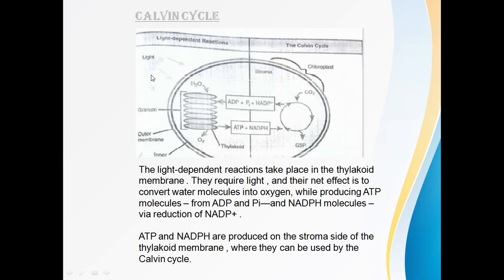See here, light is getting absorbed here. Light is absorbed by the membranes of the thylakoid because of the presence of the chlorophyll. Chlorophyll is absorbing the light which is present in the thylakoids here.